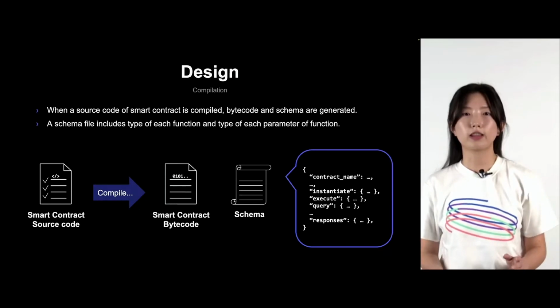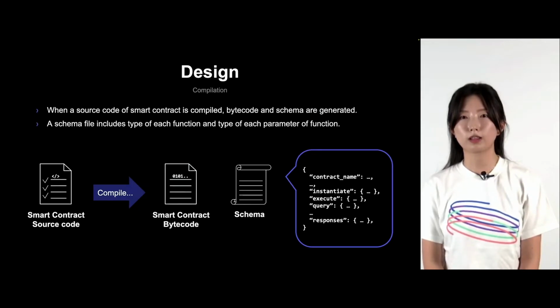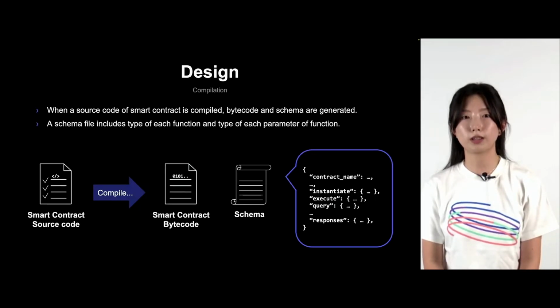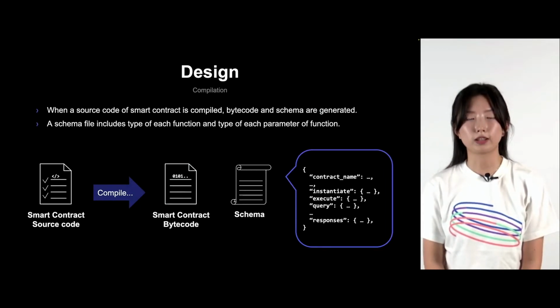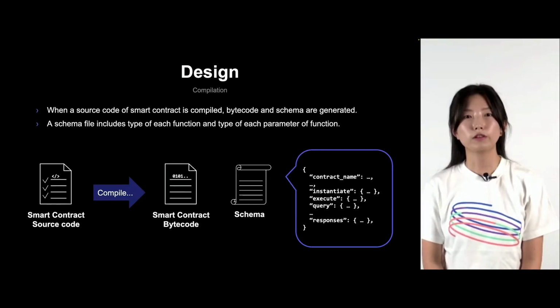The schema file has the signatures of the known functions of the smart contract stored, and there's information about the types of the variables. So the messages related to instantiating the smart contract are stored in the instantiate field, information about calling functions, the execute message, is stored in the execute field, and the information related to state is stored in the query field.